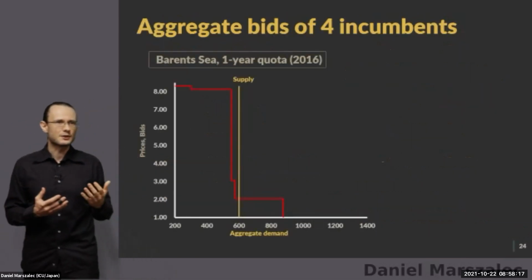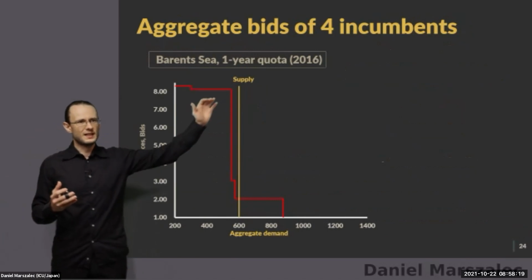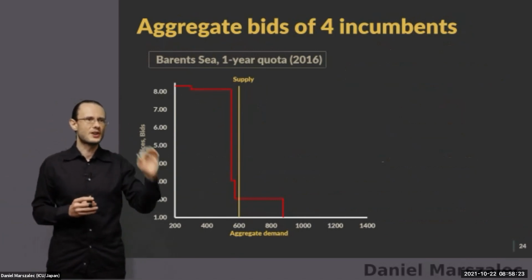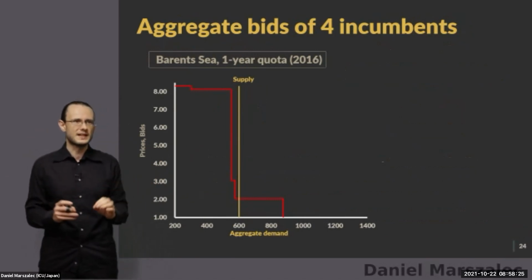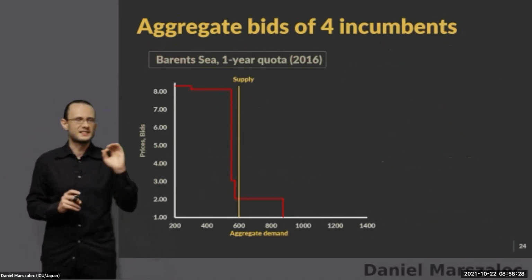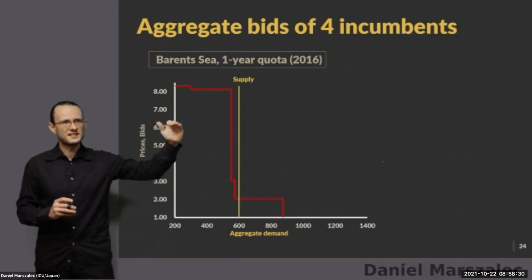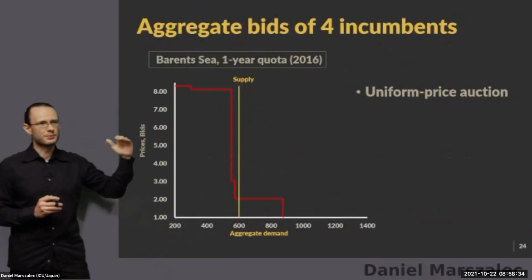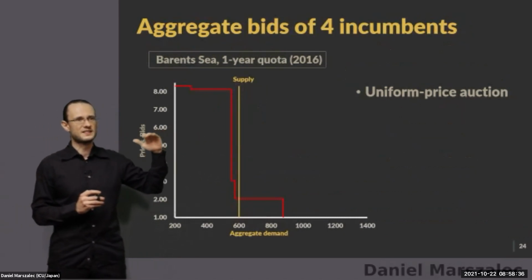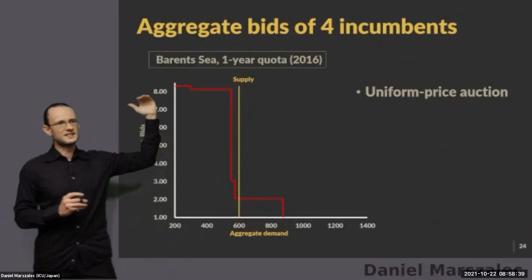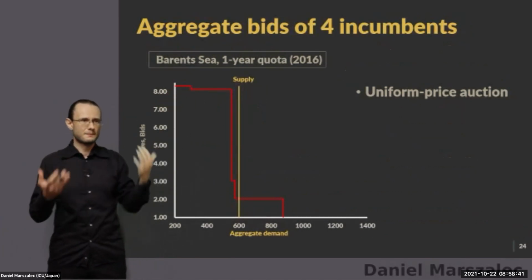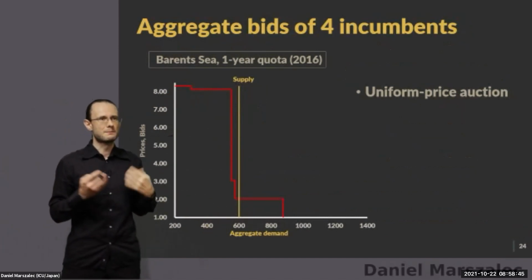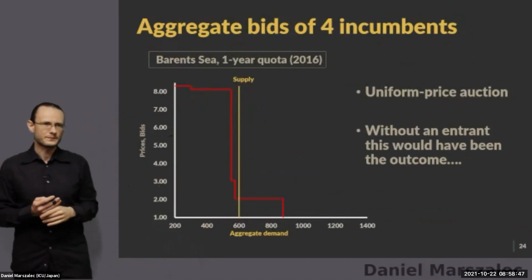So here are the aggregate bids of 4 incumbents in the 1 year quota in the Barents Sea in 2016. This is the first auction that these fishermen have ever played. They don't have economics degrees and they didn't hire consultants. And this is how they bid. It was a uniform price auction, and the market price of these fish is somewhere between 5 and 6 kroner. So you can see that this high portion of the crank is punitive, as our theory would predict, and the crank drops sharply before where the supply was announced.